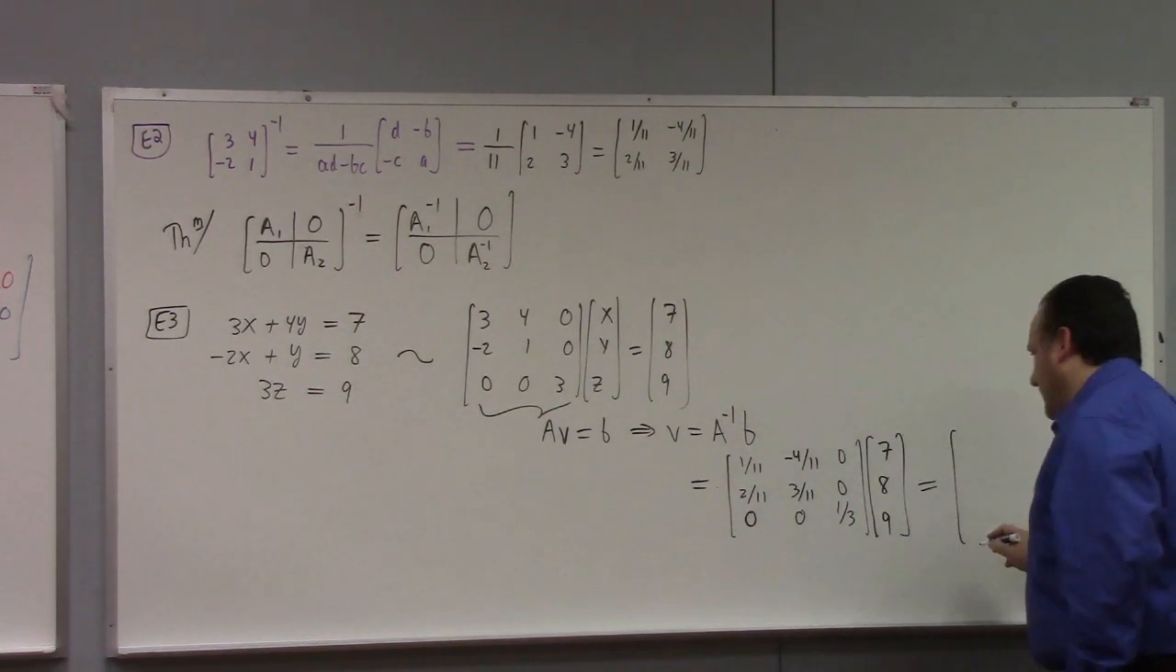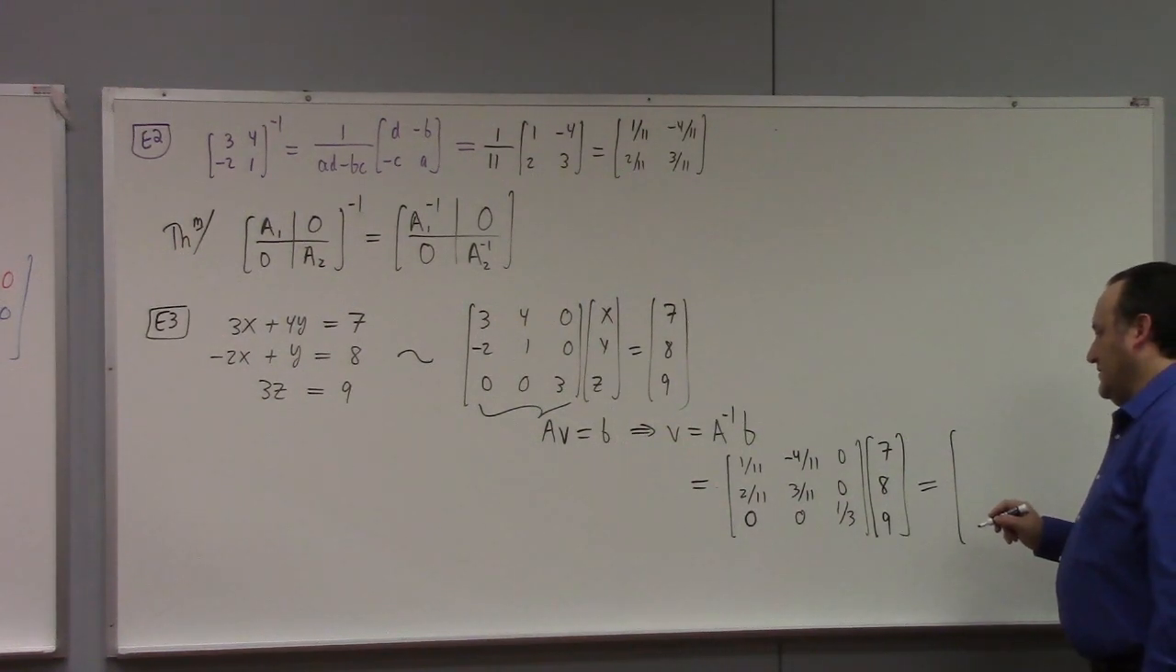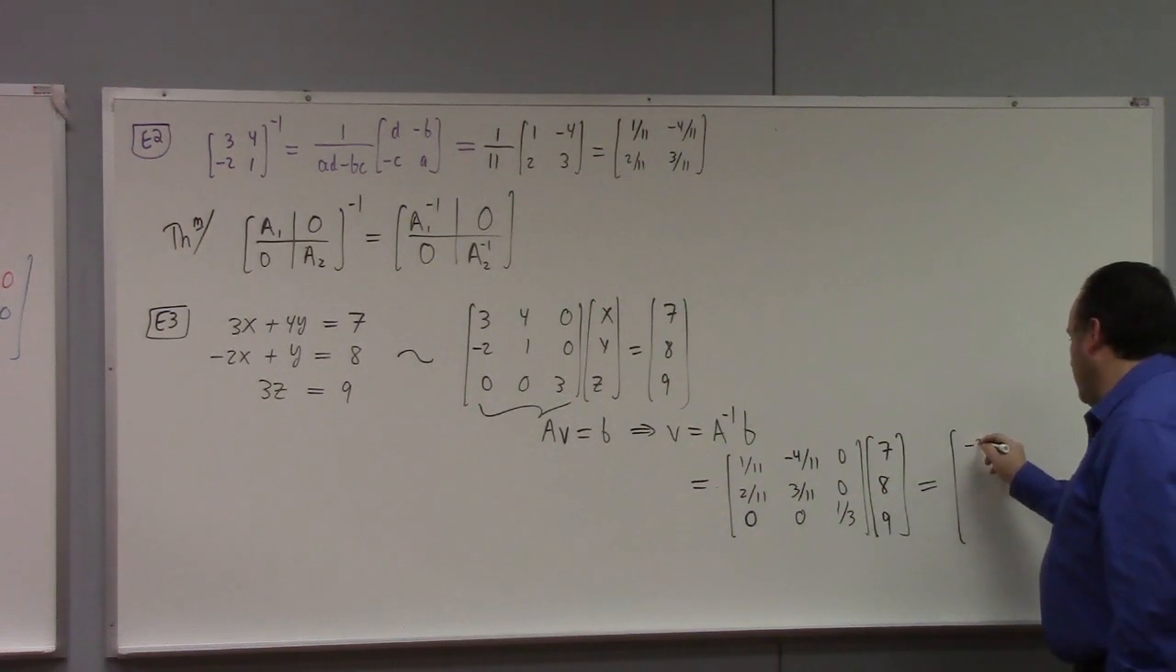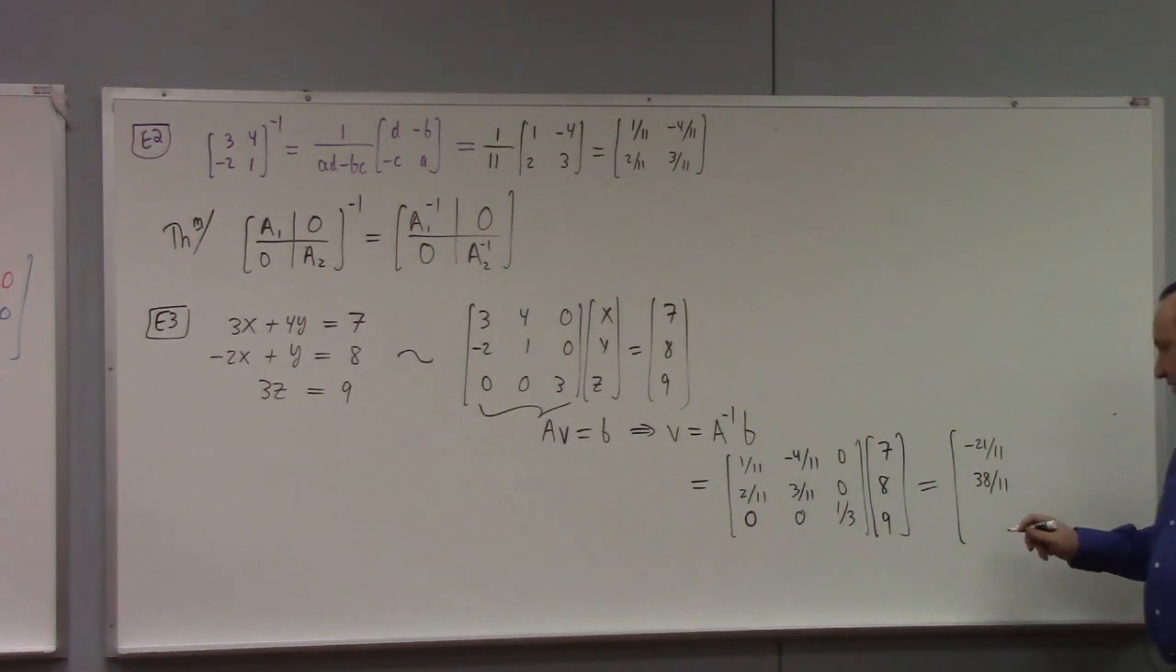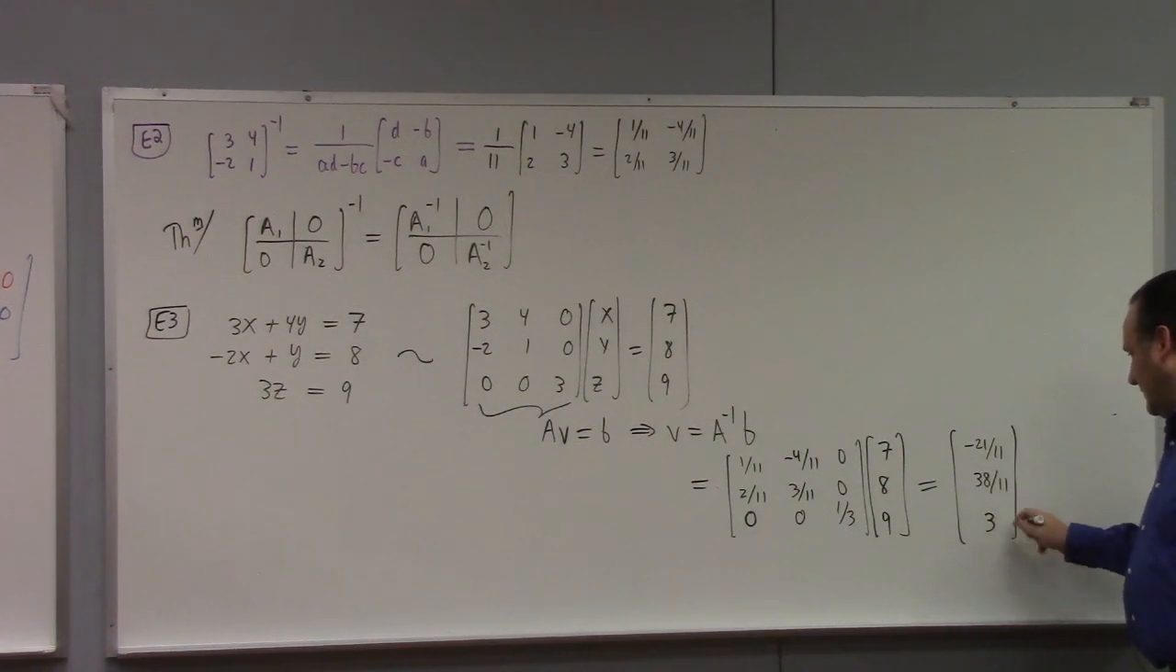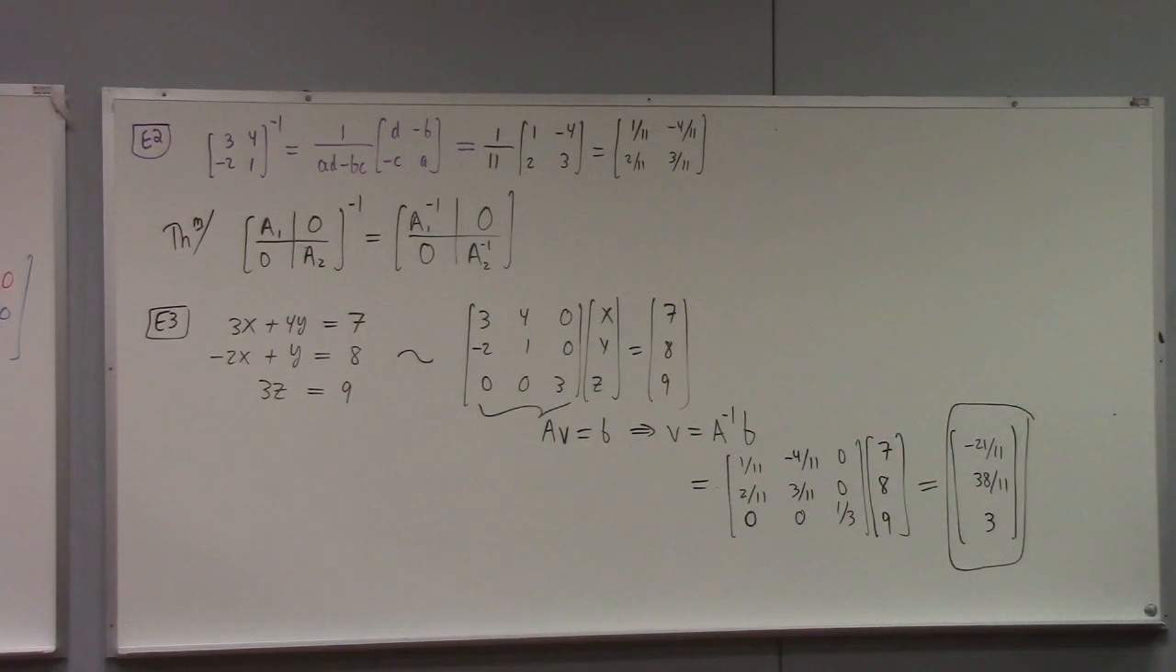So what's my answer? My answer is, what's 7 minus 28? So I think minus 21 over 11, then you got 14 plus 24, which I think is 38 over 11. And then you got yourself 9 divided by 3, which is 3. So there you go. That's the answer to that system of equations. Right? So if we know the inverse of the coefficient matrix, we can solve the system by multiplication by the inverse.